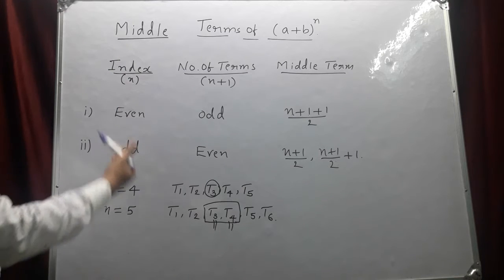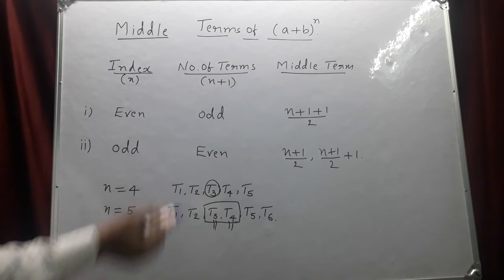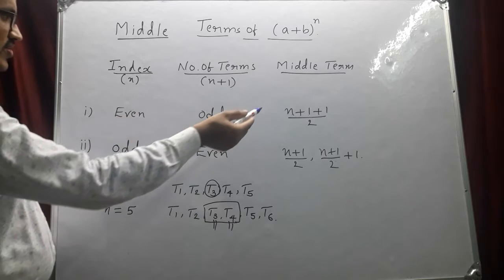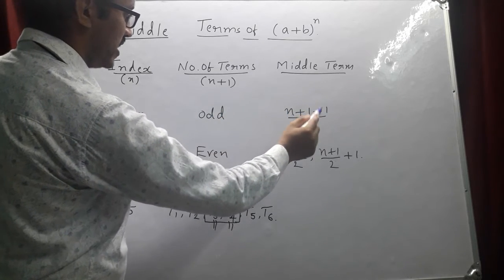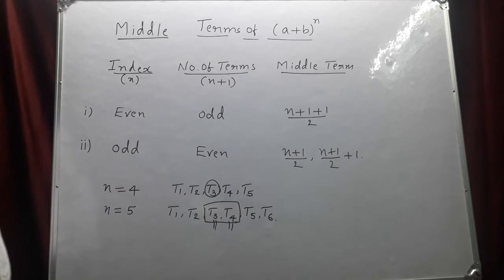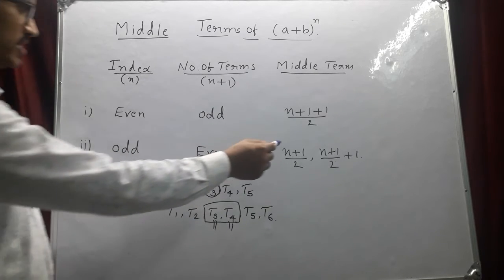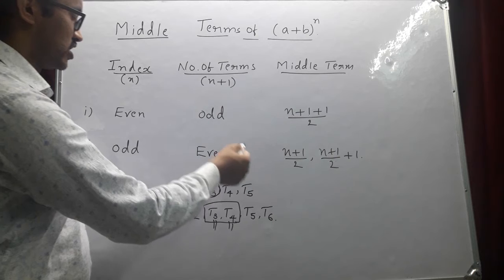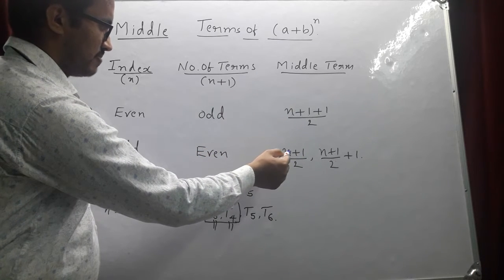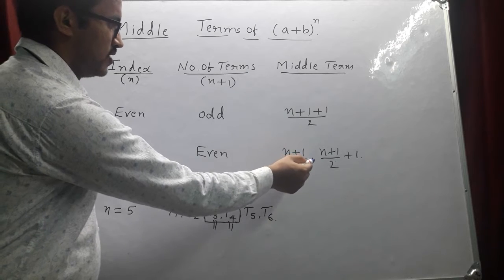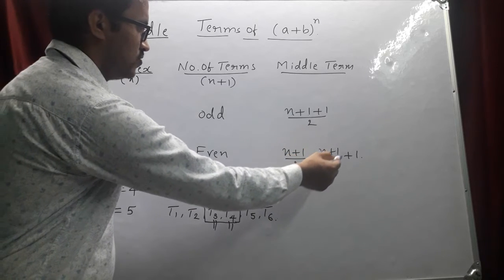Similarly, for any index, if the index is even, what will we get? The middle term will be (n plus 1) by 2. If the index is odd, we will get two middle terms because the number of terms will be even. And the middle terms are given by (n plus 1) by 2, comma, (n plus 1) by 2 plus 1.